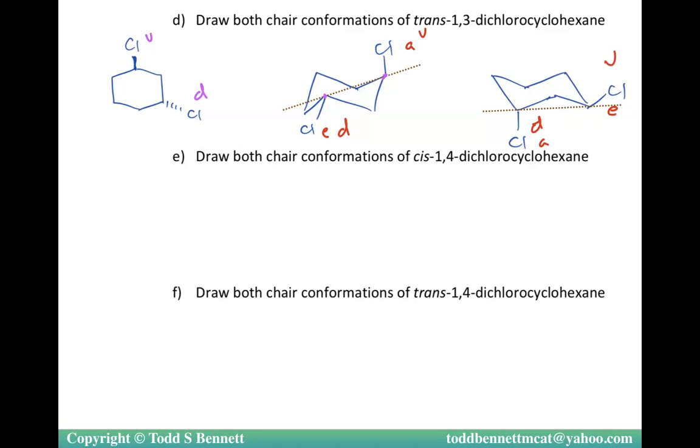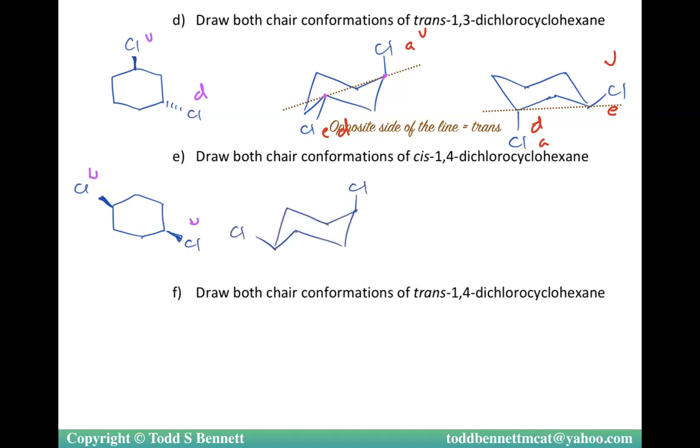Finally, we'll look at the 1, 4. 1, 4, they're both up when it's cis. And again, I could draw both down as well, but I'm going to stick with up. So here's there and there, here and here when I ring flip it. So this was point down over here. It now goes to point up. This was point up here. It goes to point down, and everything else flips accordingly.